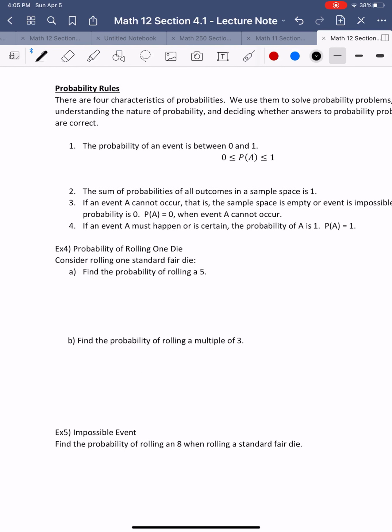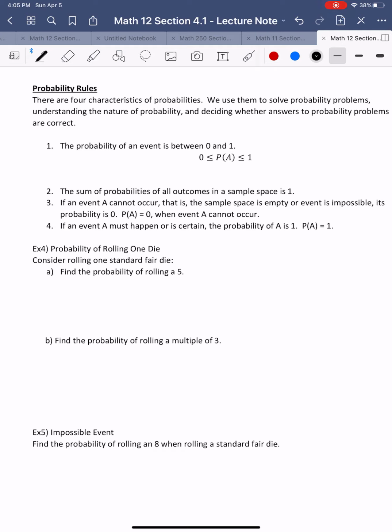The probability rules. There are 4 characteristics of probabilities. We use them to solve probability problems, to understand the nature of probability, and to decide whether the answer to a probability problem is correct. So probability must be between 0 and 1. It cannot be less than 0 or more than 1, because it comes as a fraction or decimal. The sum of the probabilities of all outcomes is always equal to 1. This is very important here. If you add all the probabilities together, they must equal 1.